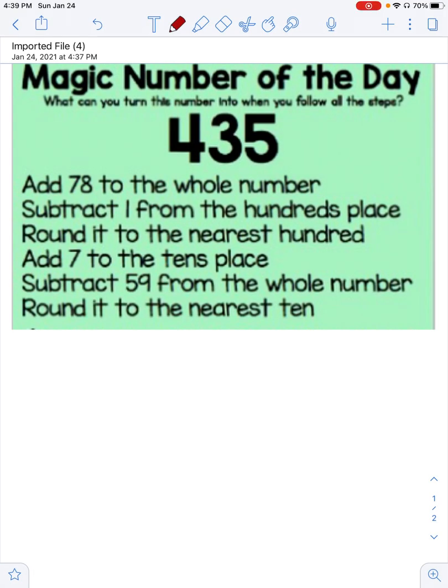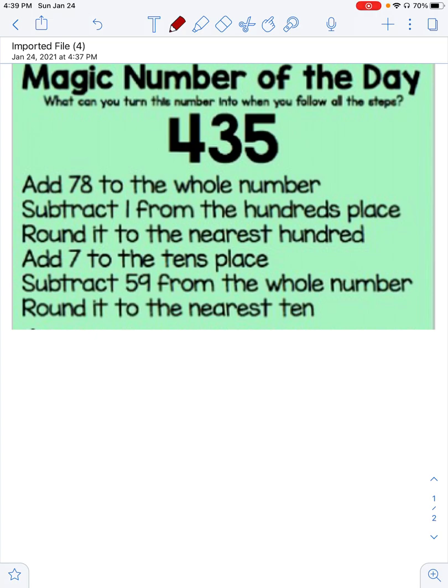Hi, third grade. Instead of which one does not belong, we're going to try something a little bit different. It's called magic number of the day. What can you turn this number into when you follow all the steps? I'm going to do this one as an example, and then I will give a different number and directions to you guys to try on your own.